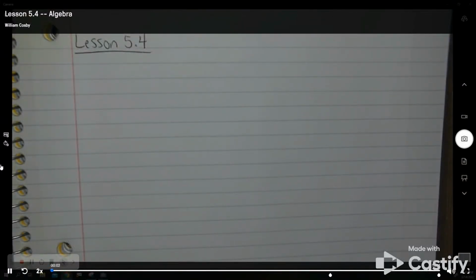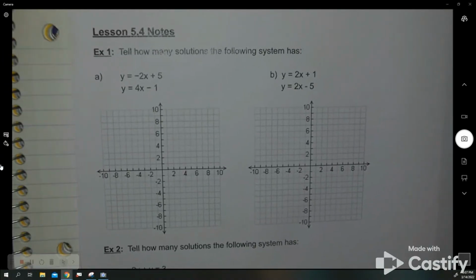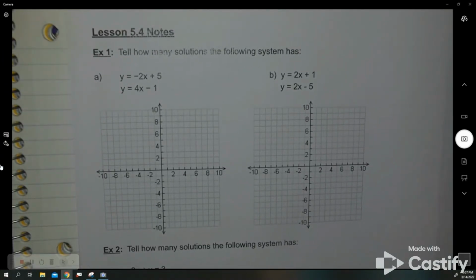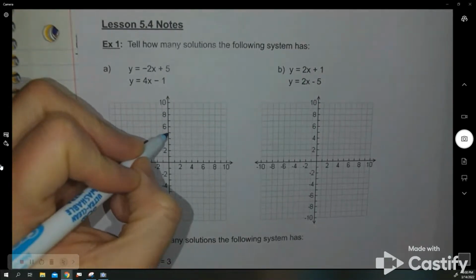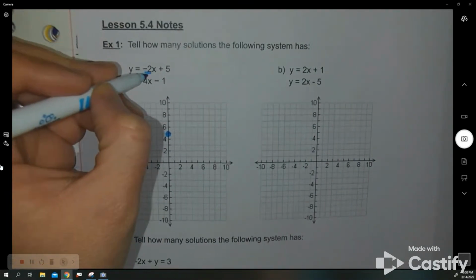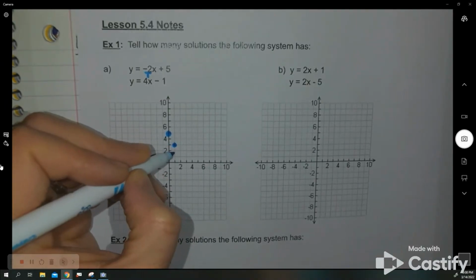This is lesson 5.4. In lesson 5.4, we're going to talk about the amount of solutions we have for our system of equations. So if we're looking at example 1, question A, we have two equations here. And in the past, we have solved by graphing. So if I place a point at 5 on my y-axis, I use my slope of -2/1. So I move down 2 and right 1, down 2 and right 1. Connect my line here.